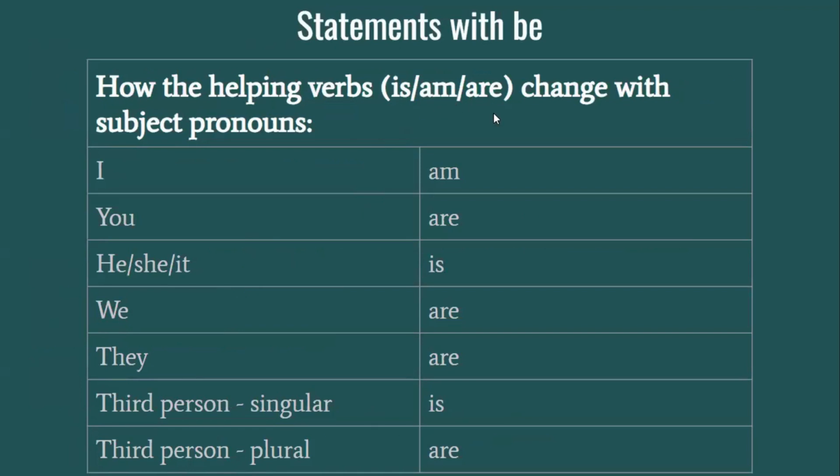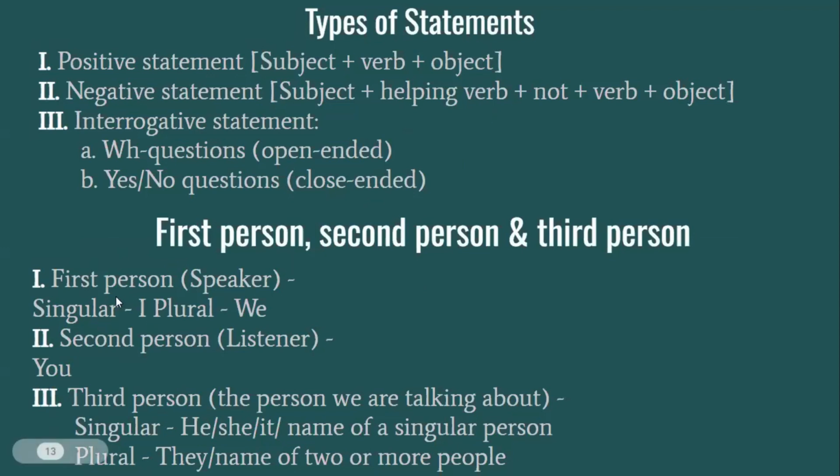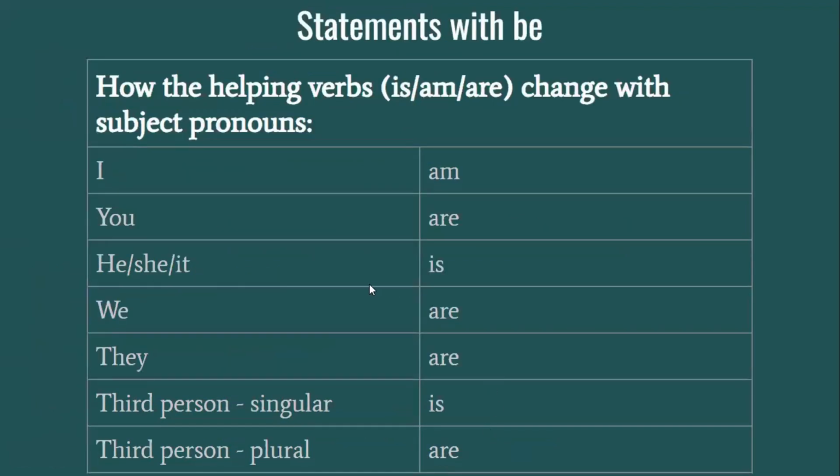Okay. So in our first person singular, with I, we will use am, and with we we will use are. With you, we always use are. And with he, she, it, we will use is, or we can also use the name of a person and we'll use is. And with they or the name of two or more people, we will use are. Okay, that's what we need to remember here.